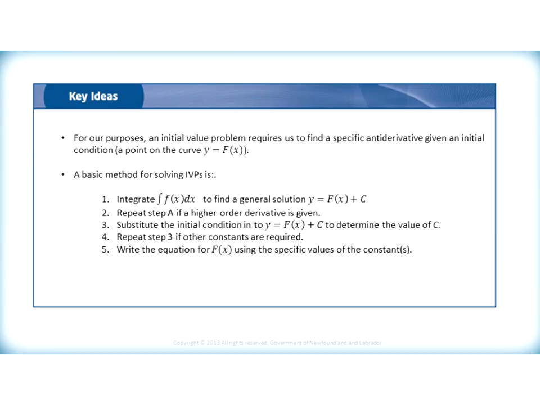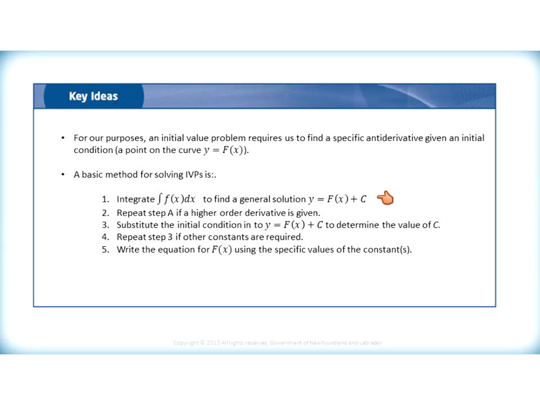And let's just highlight a few of the key ideas of some things that we saw in this section. So for our purposes, an initial value problem requires us to find a specific antiderivative given an initial condition or a point on the curve y equals f of x. And that's what an initial condition really is. It's a point on the curve of the original function that helps us figure out which one of those possibilities is the right one. So a basic method for solving IVPs is integrate the function to get y equals big F of x.